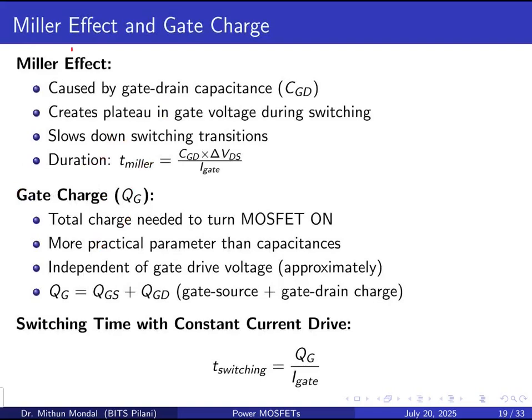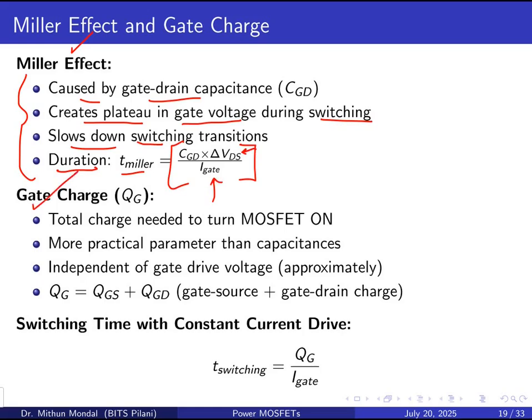We were discussing the Miller effect. So let us see what the Miller effect is. The Miller effect is basically caused by the gate to drain capacitance. This creates a plateau, as we have seen in the switching waveform of the gate voltage during the switching characteristic. It slows down the switching transitions. The total duration of the Miller time can be estimated as the capacitance of gate to drain multiplied with the change in the drain to source voltage divided by the gate current.